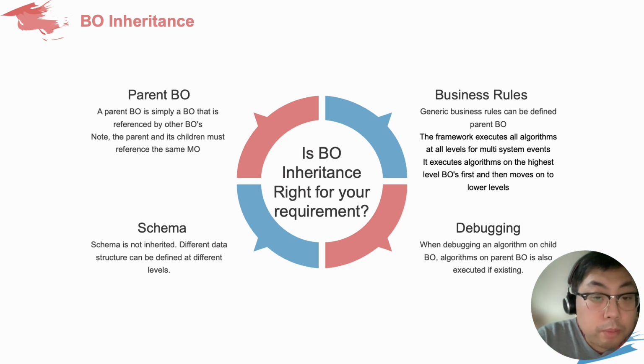The last one will be the debug. When debugging an algorithm on a child BO, the algorithm on the parent BO is also executed. As we said, the business rule execution order, they will be run first. Now, the question comes in whether we should be using a parent BO. Personally, I don't think it is really worth it.